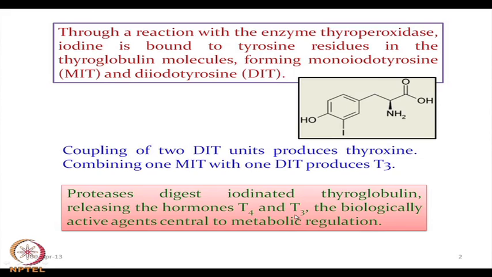So, both T4 and T3 molecules are already formed and already present in the thyroglobulin molecule as colloid, and both are biologically important agents for central metabolic regulation. That means they can control the corresponding metabolic pathways and the metabolic rate also. So, when they are formed inside the thyroglobulin, they can be released to the bloodstream.